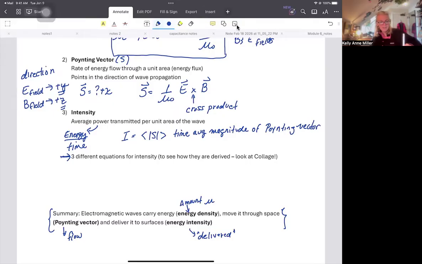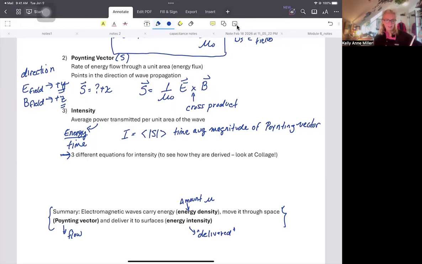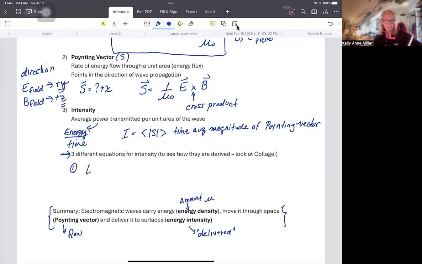So this little sentence that I wrote out for you here is just how I organize this information in my head. E&M waves carry energy. The amount of that energy is defined by the energy density. They move that energy through space, and I can calculate the flow of that energy with the Poynting vector. And they deliver that energy to a surface, and that's where the energy intensity comes in. Okay, so let's talk about the three different ways of calculating energy intensity.